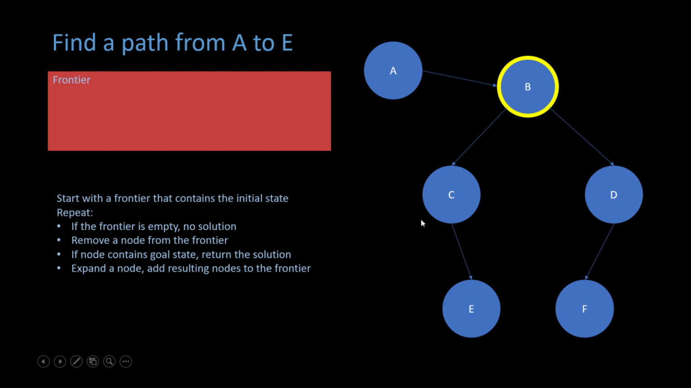I will run the same thought process here. If my frontier is empty, no solution. Okay, I know that. I remove a node from the frontier. If a node contains the goal state, return the solution. Since my goal is E and not B, no. So I expand a node and add the resulting nodes to the frontier. I will expand them, and now we have some nodes, in this case 2 nodes. For the sake of simplicity, I will just go for C.